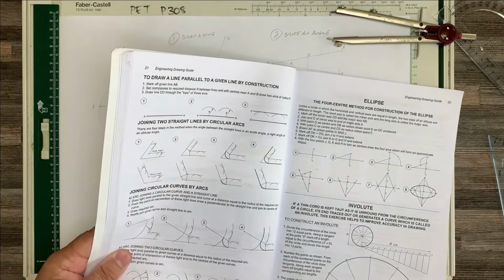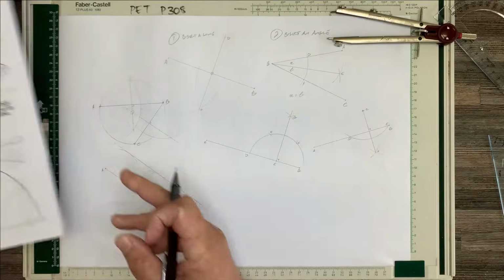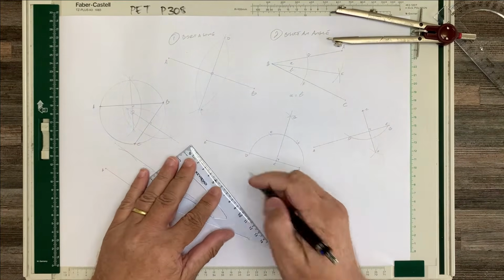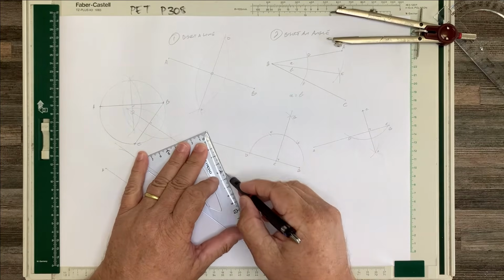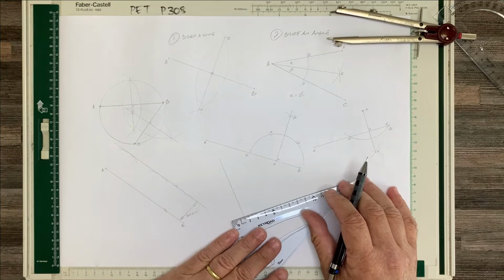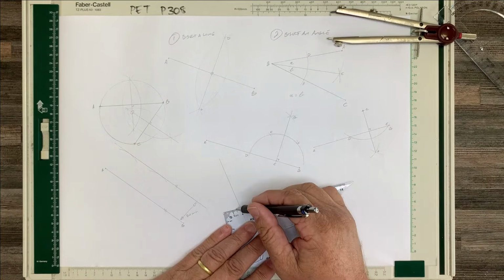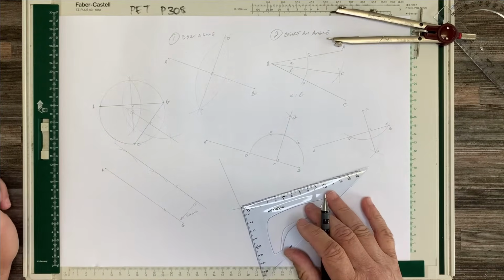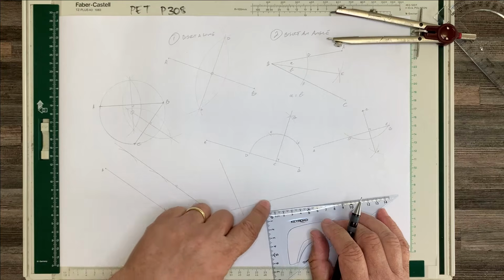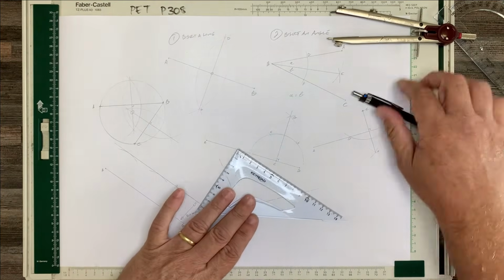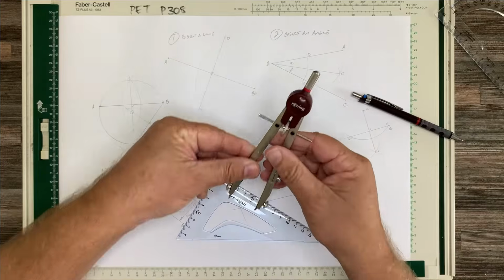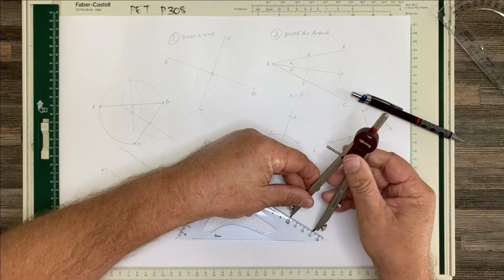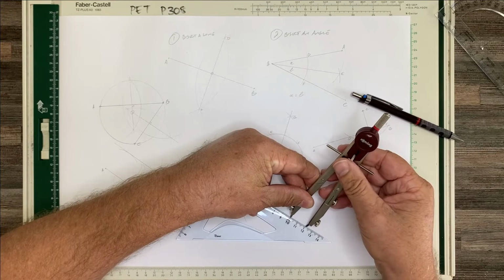All right, so we're trying to create a radius from two straight lines. So we have a straight line here, and a straight line there. And we'd like a radius of, say, 20 millimeters that joins those two. So to do that, let's just measure 20 millimeters on our compass.